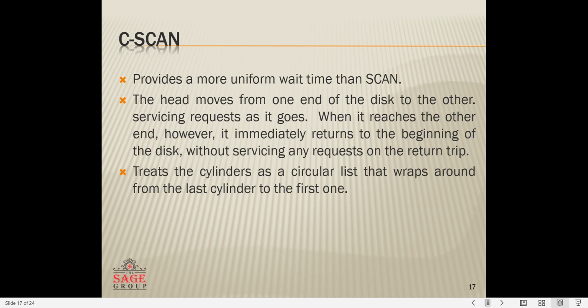The next algorithm is called C-SCAN. It is a variation of the SCAN algorithm. It provides a more uniform wait time than SCAN. The head moves from one end of the disk to the other, servicing requests as it goes. When it reaches the other end, however, it immediately returns to the beginning of the disk without servicing any requests on the return trip. It treats the cylinders as a circular list that wraps around from the last cylinder to the first one. That's why it's called C-SCAN, C for circular.